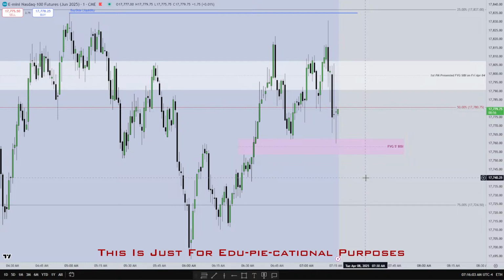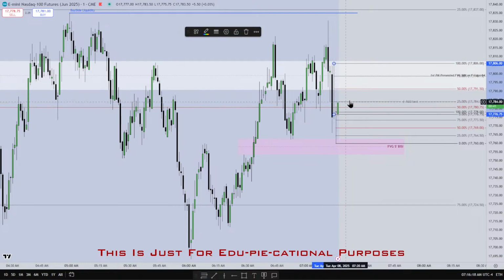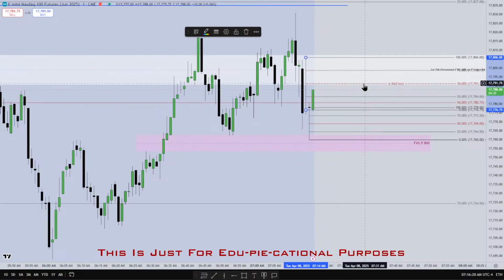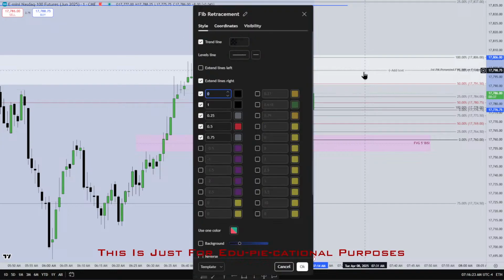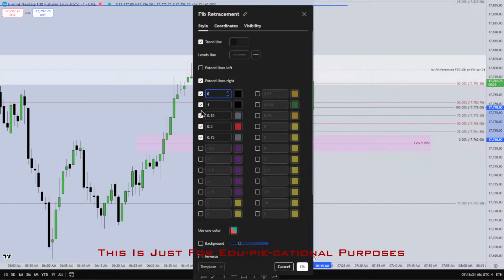Okay, so far so good. We can do a little measurement of the wick created here, and this wick that is huge. Okay, we don't need to see these levels, and I'm not very interested in these levels as well.